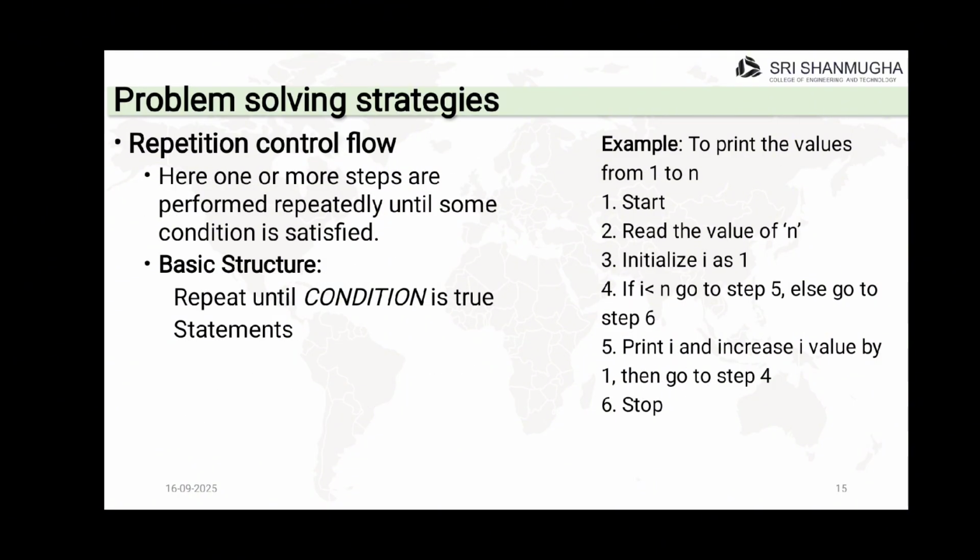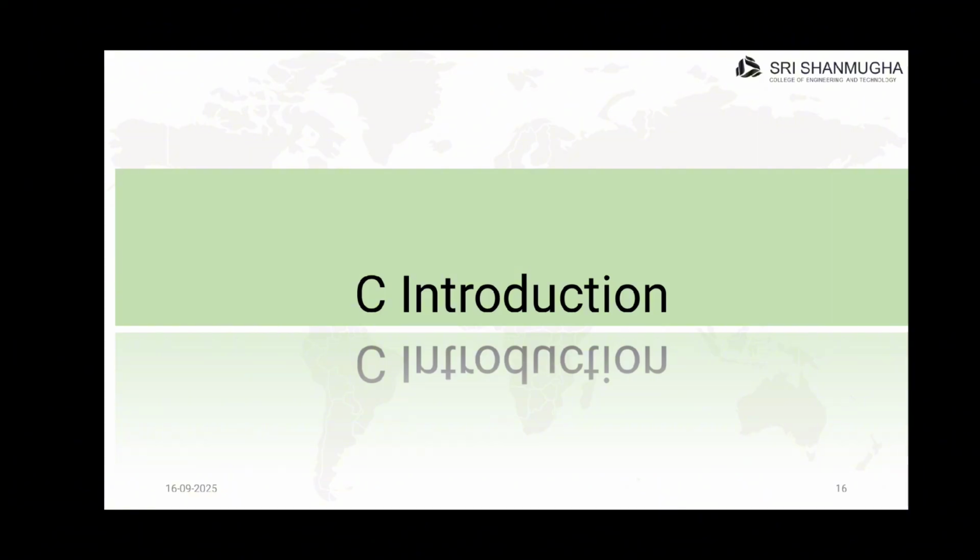Repetition control flow in C program. Here, one or more steps are performed repeatedly until some condition is satisfied. Basic structure: repeat statements until the condition is true. Example, to print the values from 1 to n. First step, start. Second step, read the value of n. Third step, initialize I as 1. Fourth step, check the condition: if I is less than or equal to n, go to step 5, else go to step 6. Fifth step, print I and increase I by 1, then go to step 4. Finally stop the program.